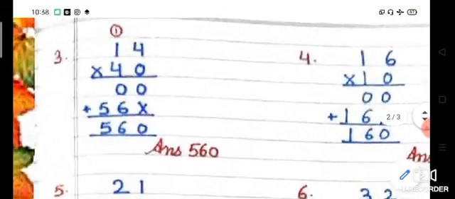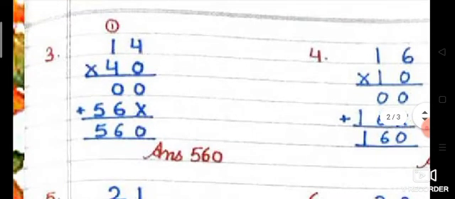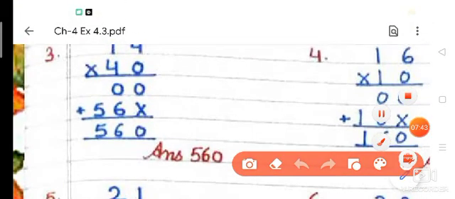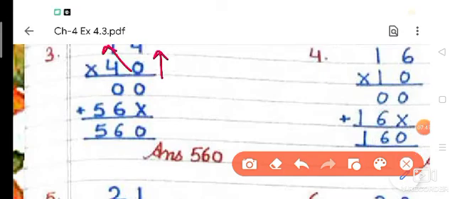Let me do it like this. Okay, start doing now. How will we do it? Firstly 0 with 4, 0 with 1. Okay, so 0 4s are 0, 0 1s are 0. Firstly, when we are multiplying by 0, first 0 only will come. Then put cross down, start from 4. 4 4s are 16.